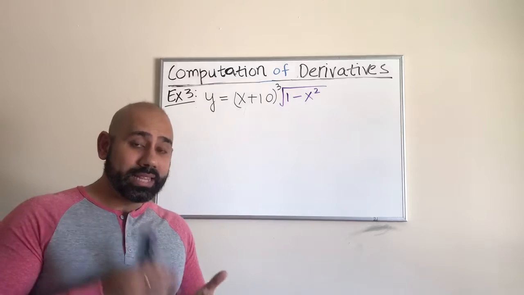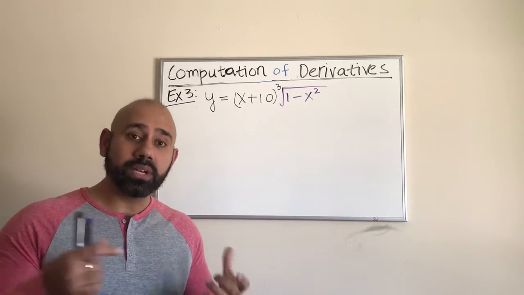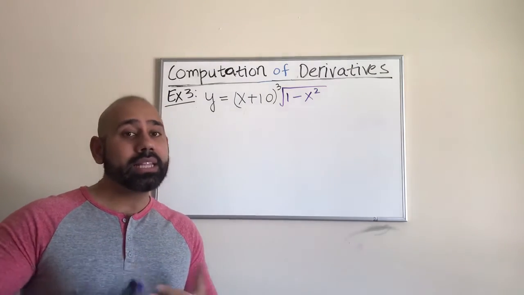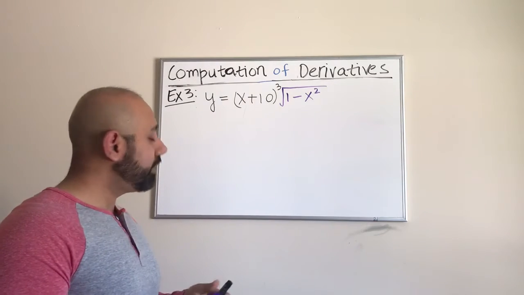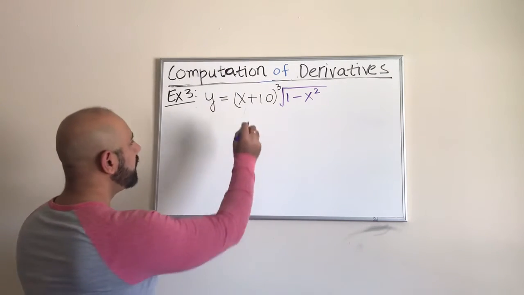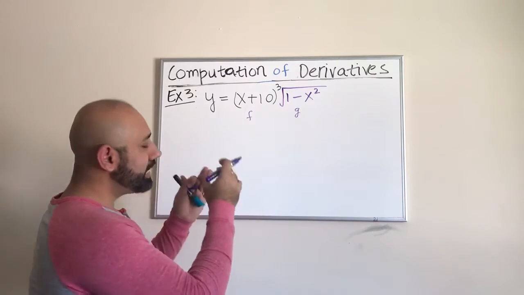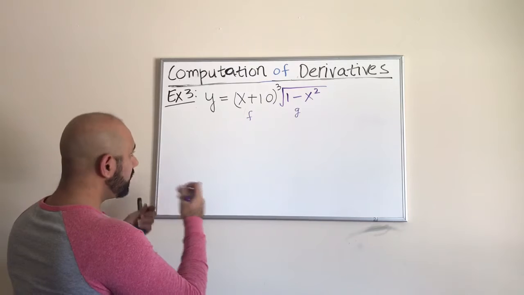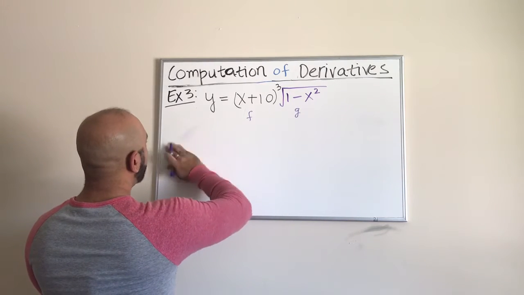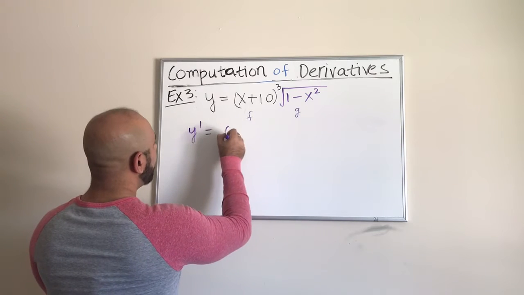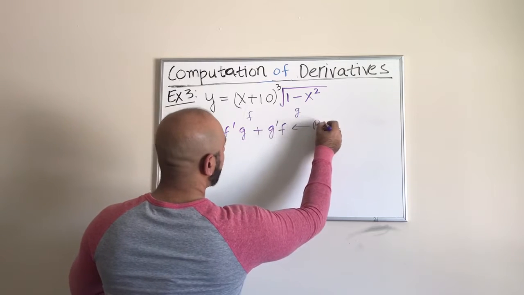So in this example, first we cannot just directly start using the chain rule. Guys, first one has to use the product rule and then we may have to use the chain rule. Okay, so the first thing that we have to do is treat this as an f function and this as a g function, and we can see that it's a product of two functions. So using the product rule, the derivative of y on the left hand side is the same as f prime g plus g prime f. That is my product rule.